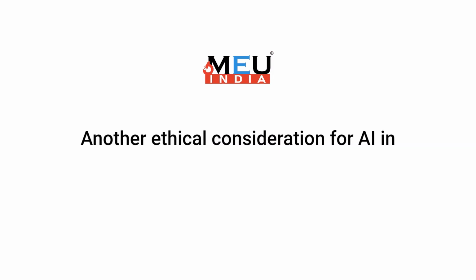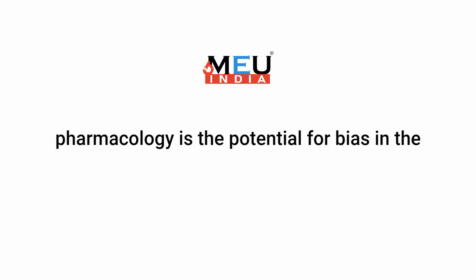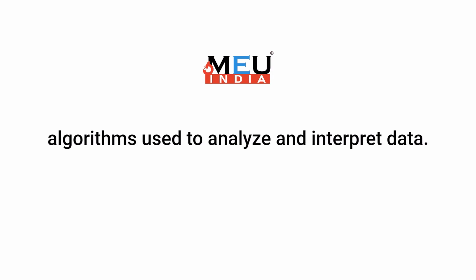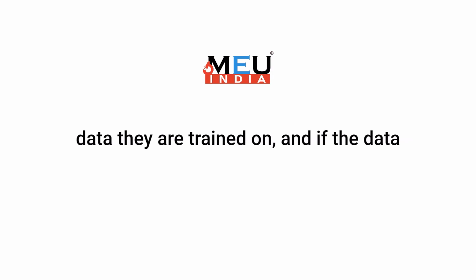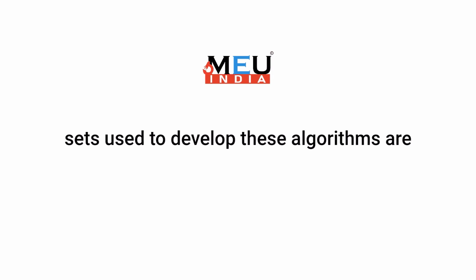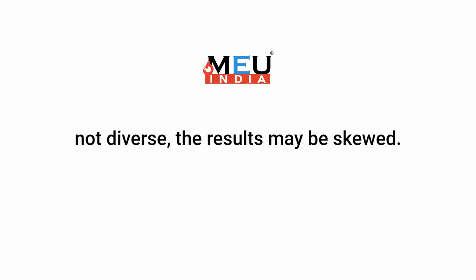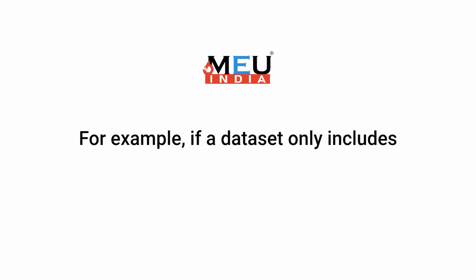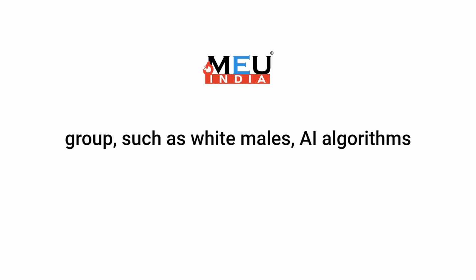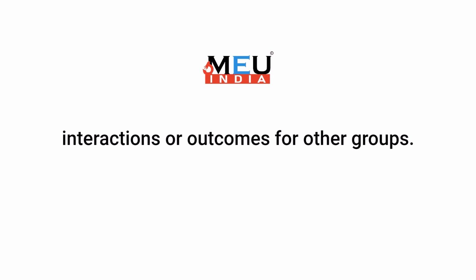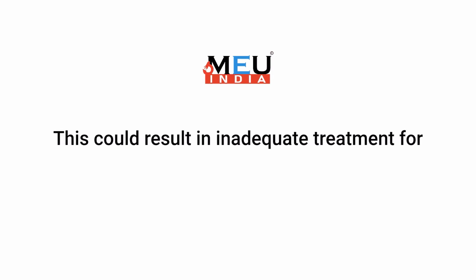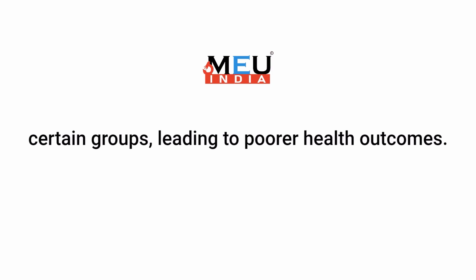Bias. Another ethical consideration for AI in pharmacology is the potential for bias in the algorithms used to analyze and interpret data. AI algorithms are only as unbiased as the data they are trained on, and if the data sets used to develop these algorithms are not diverse, the results may be skewed. For example, if a data set only includes information on a specific demographic group, such as white males, AI algorithms may not be effective at predicting drug interactions or outcomes for other groups. This could result in inadequate treatment for certain groups, leading to poorer health outcomes.